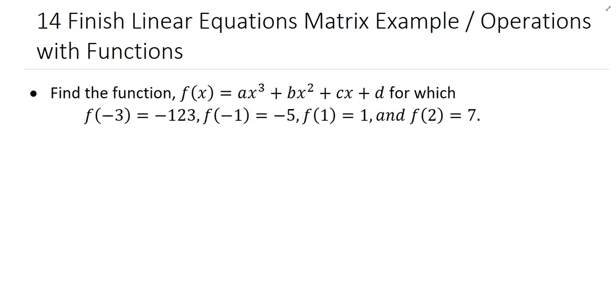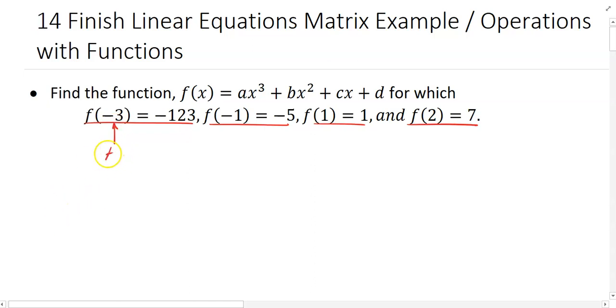So first things first, we're being told that a function is described as a cubic function. We have four parameters, a, b, c, and d, for which we need to solve. And we're given some clues along the way, 1, 2, 3, 4 coordinates. Now, unlike the example we did in class, we're not given an actual coordinate. We're being told that the function evaluated at -3 is equal to -123, and so on. But we can still gather the same information from this supplied data.